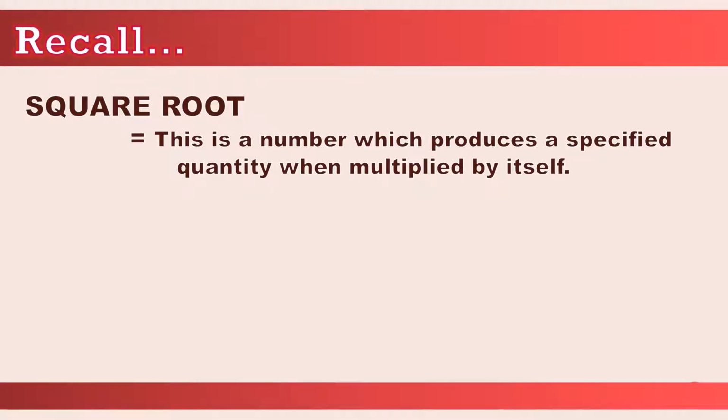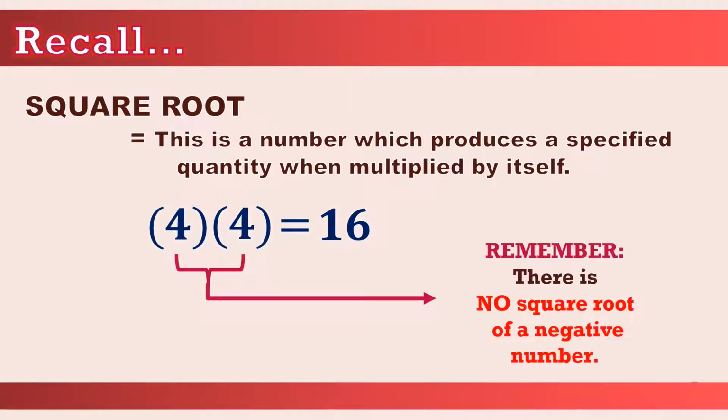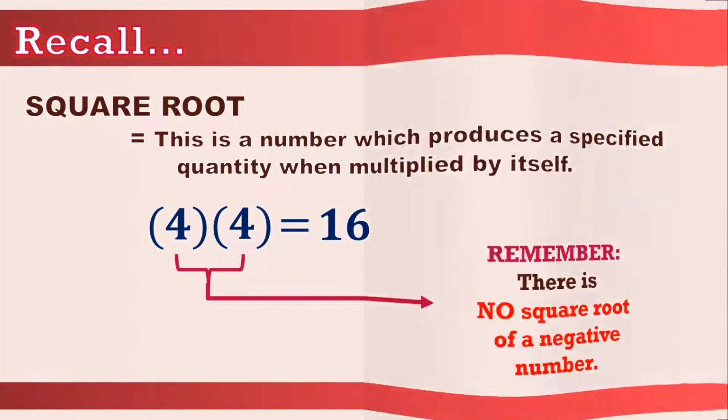Second, square root. A square root is a number which produces a specified quantity when multiplied by itself. 4 multiplied by 4, the answer is 16. And 4 here that is multiplied by itself is what we call a square root of 16. Now notice there is no square root that is a negative number.